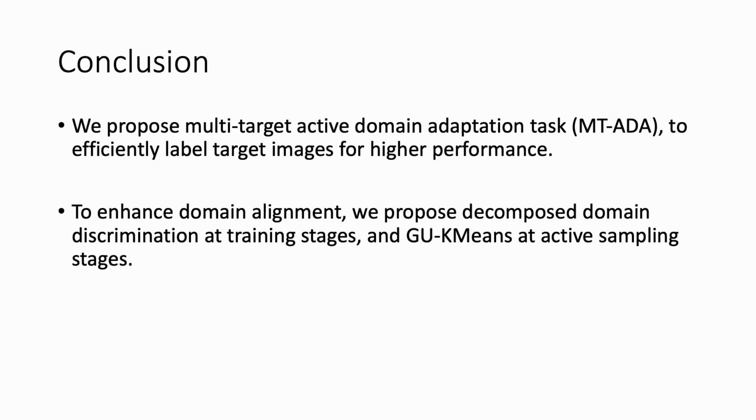In this paper, we propose the first multi-target active domain adaptation framework to efficiently label target images. We aim to enhance domain alignment at both training stages and active learning stages. At the training stages, we propose decomposed domain discrimination to alleviate both under-alignment and over-alignment. At active sampling stages, we propose GU-KMeans to measure each target image's contribution towards the task.